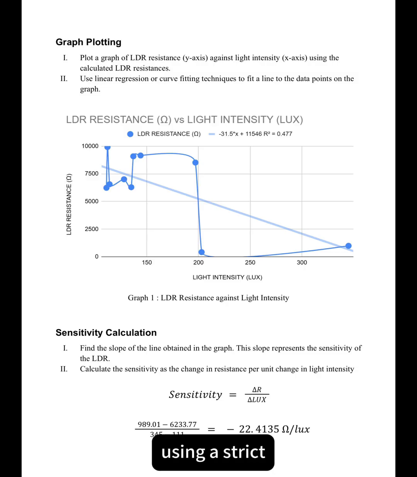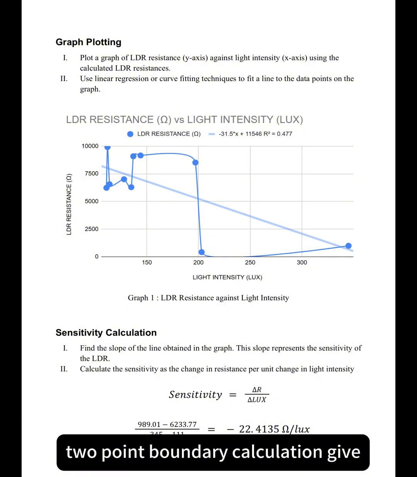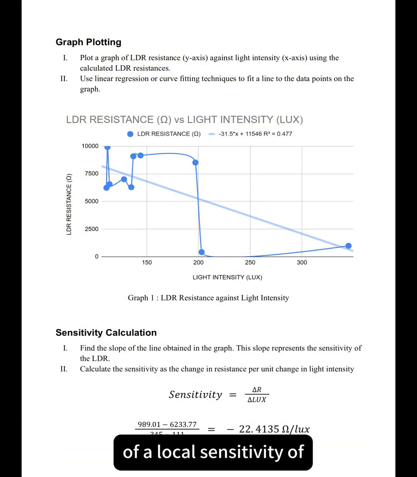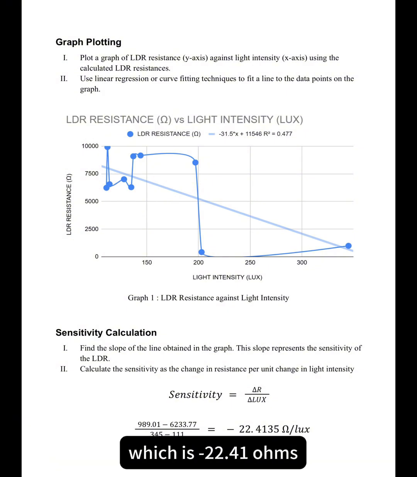Alternatively, using a strict 2-point boundary calculation gives us a local sensitivity of negative 22.41 ohms per lux.